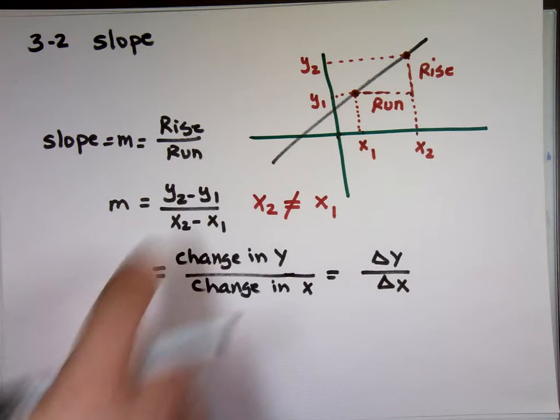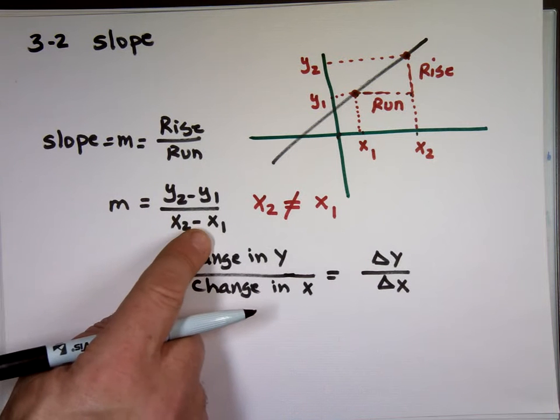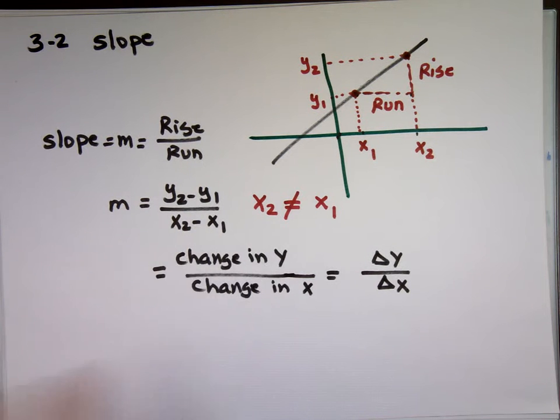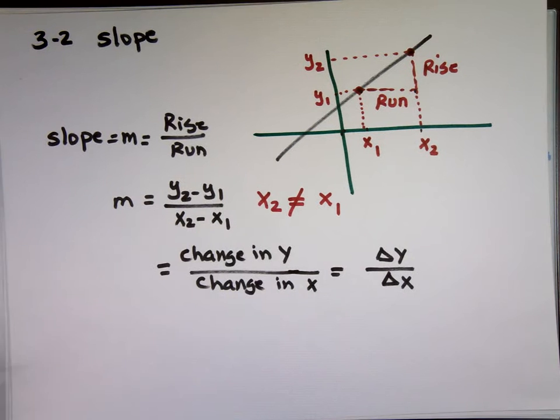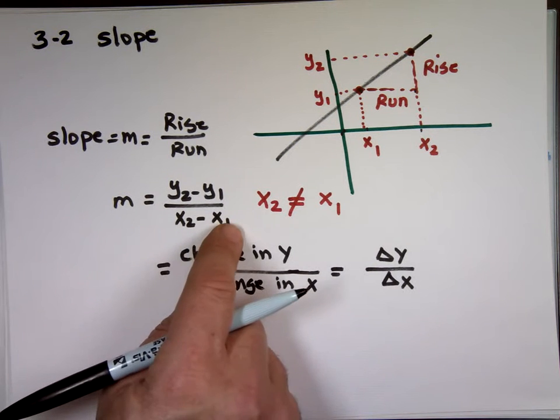Why? Because if they are equal to each other, what's x sub 2 minus x sub 1? Let's say they're both 5. What's 5 minus 5? Can you divide by 0? No. 0 on the bottom is always a problem. So that's the only time we can't use that equation to find the slope, when these two, x sub 2 and x sub 1, are equal.